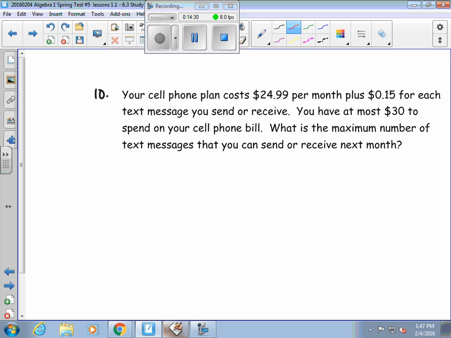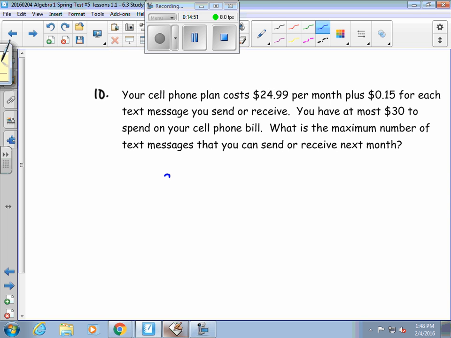Number 10 says your cell phone plan costs $24.99 per month plus 15 cents for each text message you send or receive. You have at most $30 to spend on your cell phone bill. What's the maximum number of text messages that you can send or receive next month?